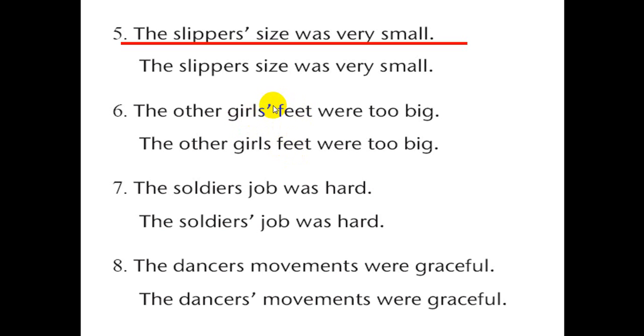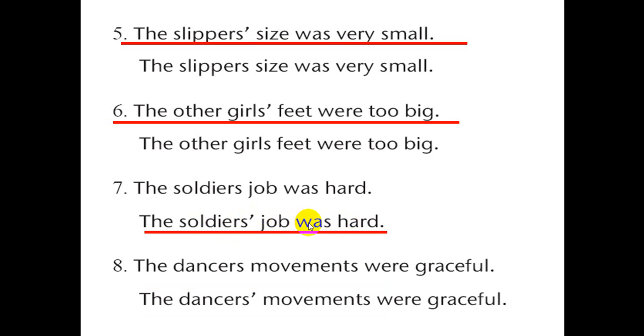So I add only apostrophe or I add nothing. Of course, if I'd like to add the feet for the girls, I add only apostrophe. So the first one is correct. The soldier's job was hard. I like to add job for the soldiers, so I add apostrophe for the soldiers. So the soldier's job was hard. So the second one is correct.